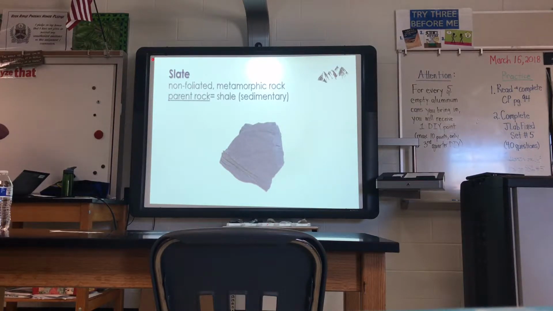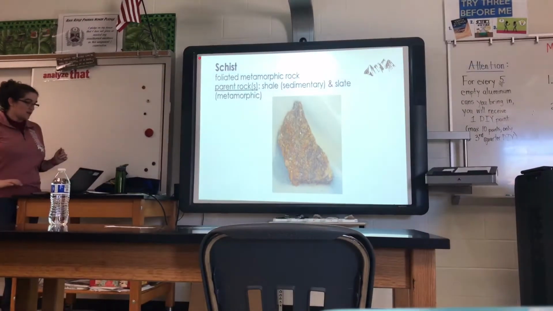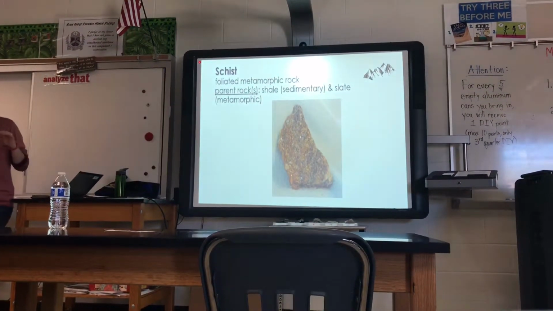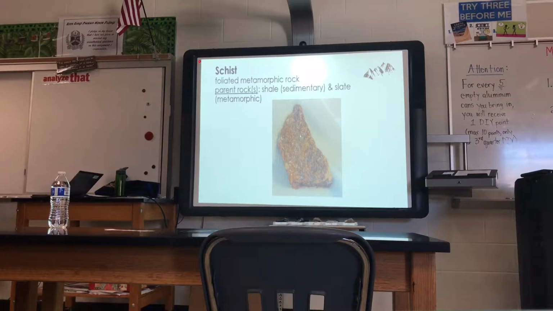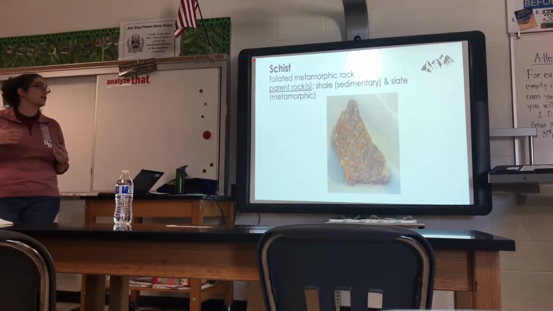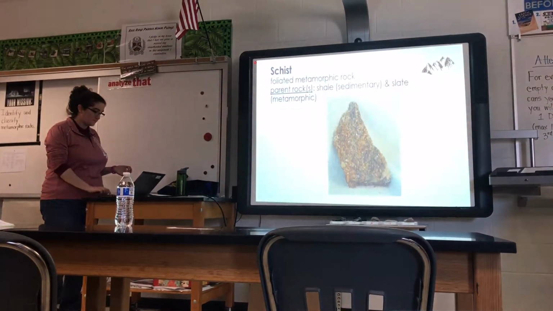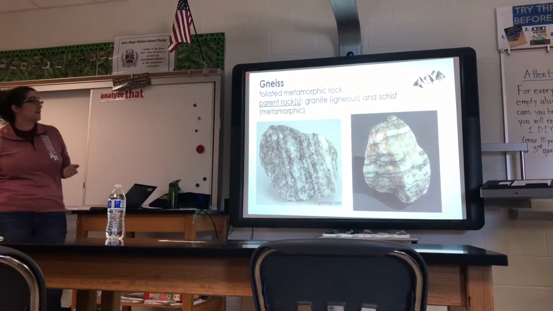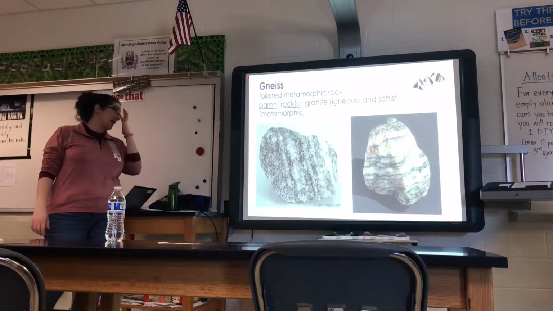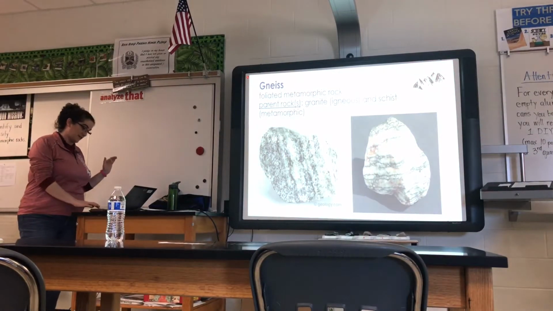You can tell because it has nice flat smooth lines, basal cleavage, and its parent rock is shale. Schist is a foliated rock, and its parent rocks are shale or slate. So you can make schist a couple of different ways. Gneiss, the parent rock, is usually granite, but it can also be schist. Gneiss is sort of like the end game before things melt again.